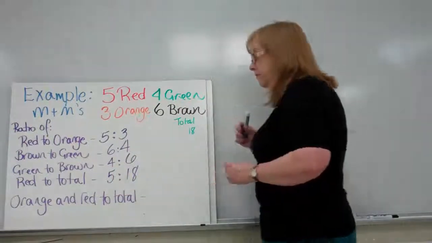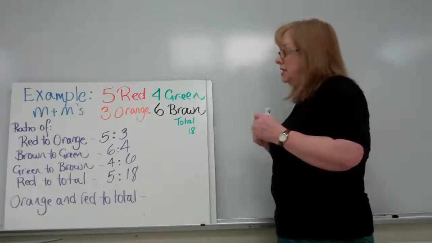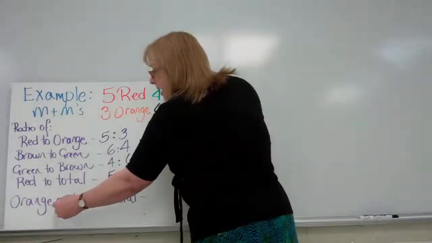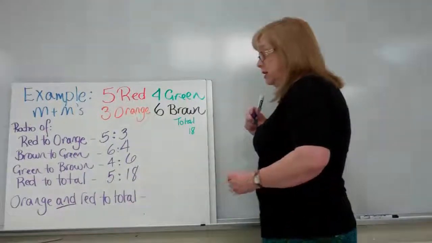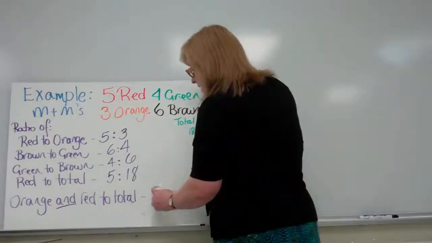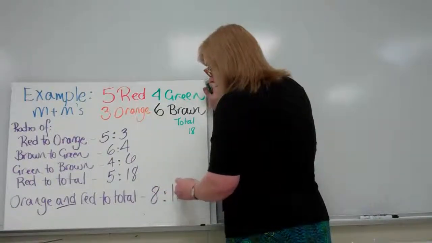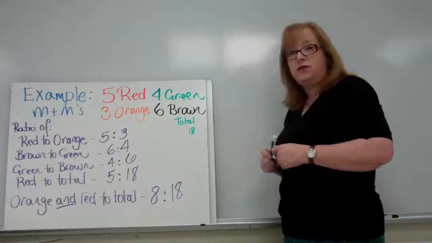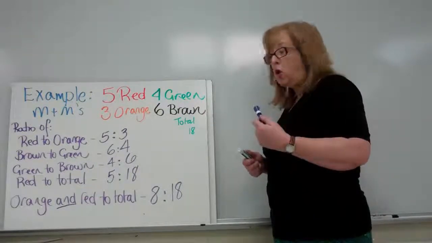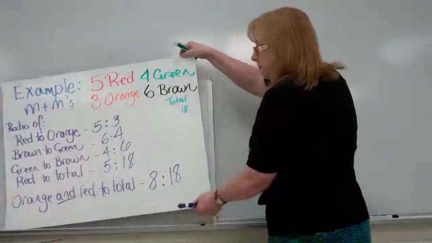Now the last one is slightly different. And we will do, as I say, a lot more of this in probability. We want red, orange, and red to the total. So orange and red combined makes 8 to a total of 18. So that one was slightly different. We can also combine them. We can have some that are not orange. And again, we're going to talk about those when we get to probability.